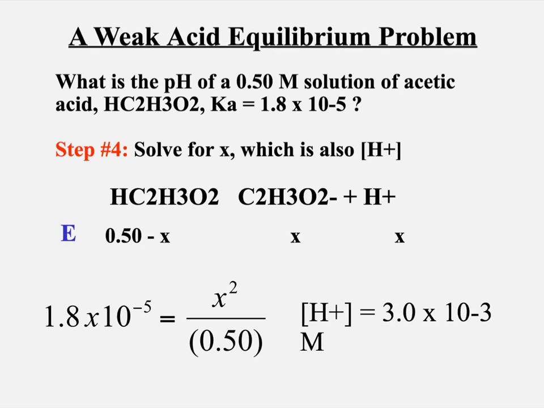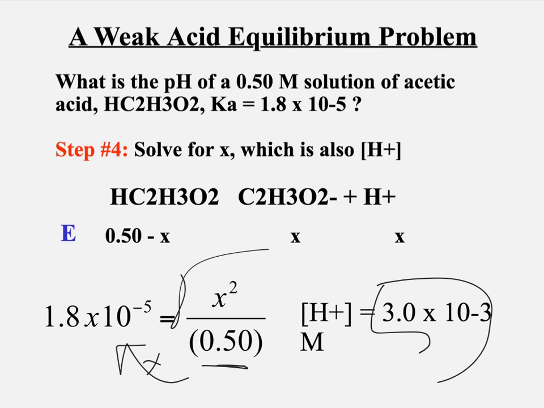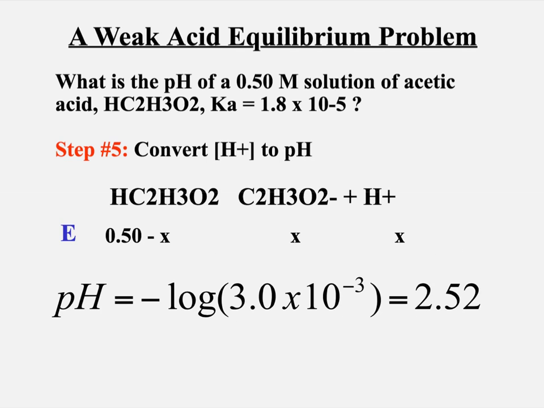So once we estimate that x as being insignificant compared to 0.5 and we get rid of it, look how easy it should be to solve this problem. Multiply and then square root. You find this number, and keep in mind, if this is the pH unit, is this my answer? What do I do to fix it? Negative log. Yeah. And so the pH is 2.52.